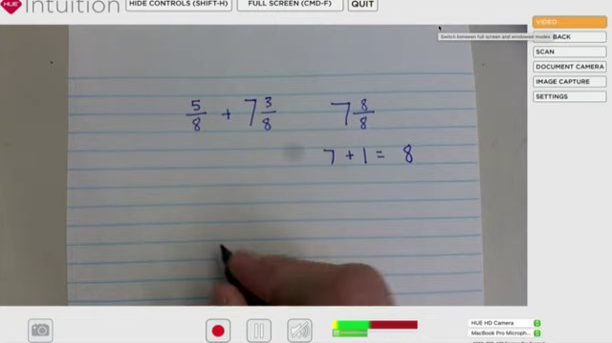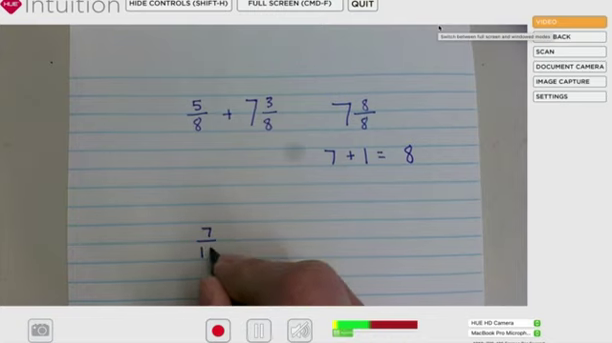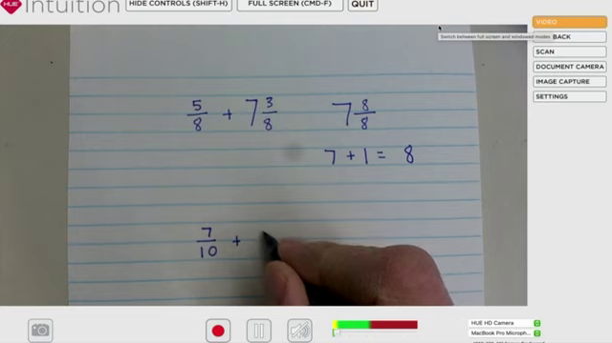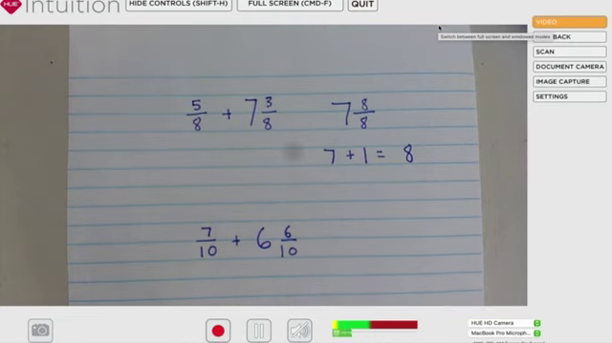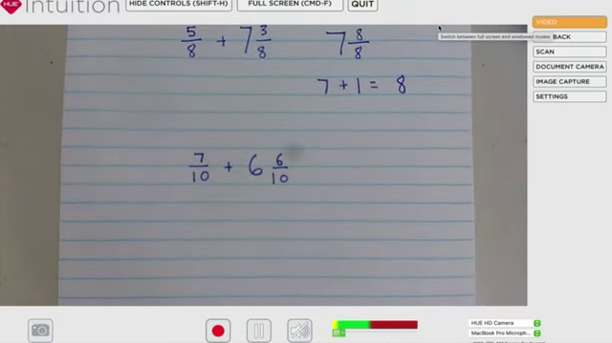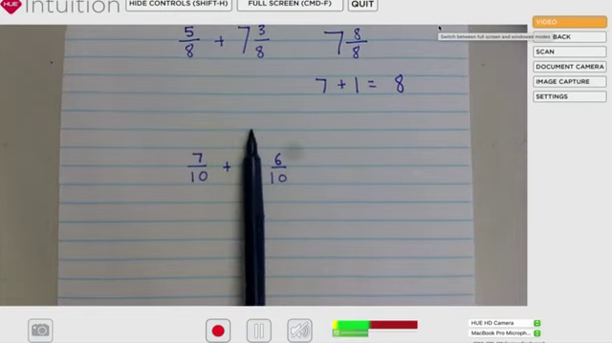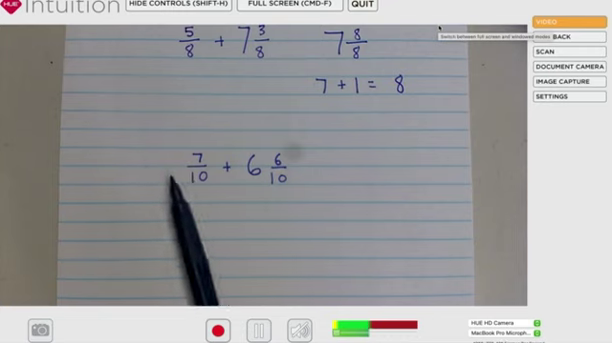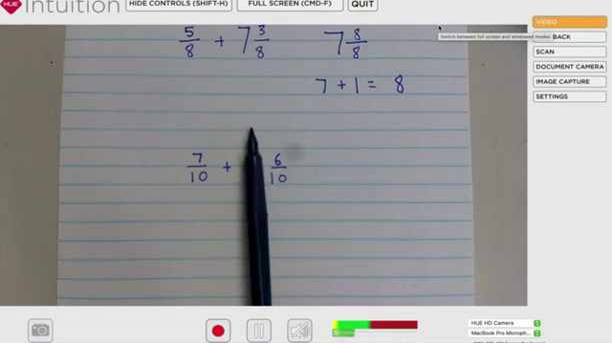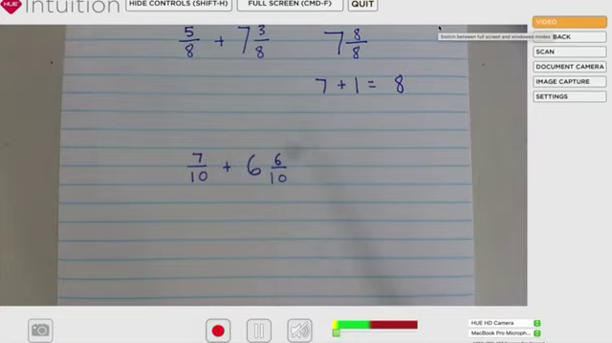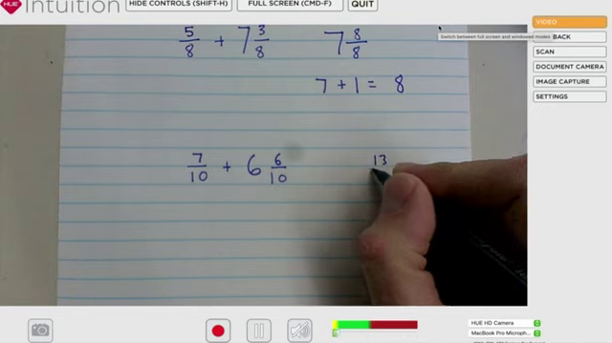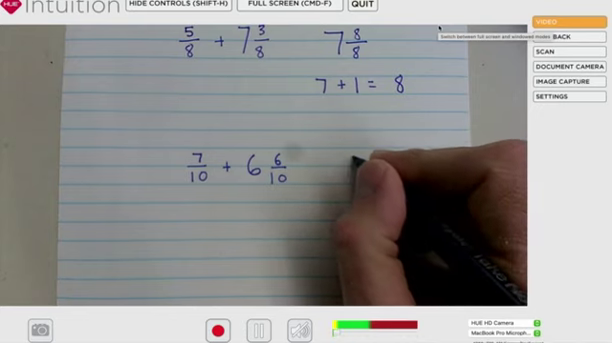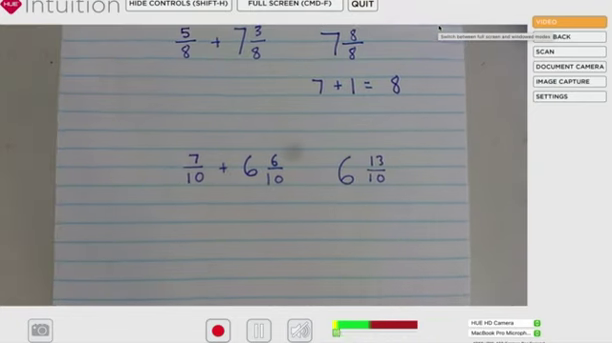So for the next one, let's do 7/10 plus 6 and 6/10. Nice and neat as you possibly can. Again, pause the video if you need to so you can get it written down nice and neat. Pretend like this isn't here because there's no other whole number to add this to. So the 6 is going to stay by itself. 7/10 plus 6/10. Well, 7 plus 6 is 13. The denominator stays the same. So we have 6 and 13/10.